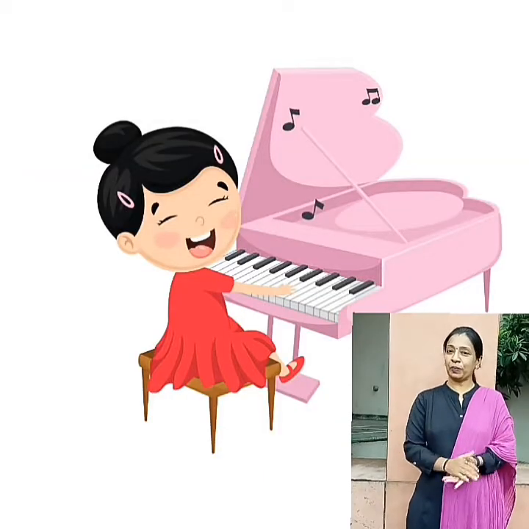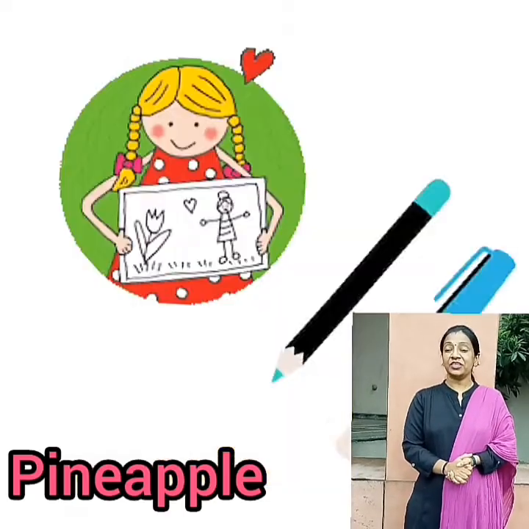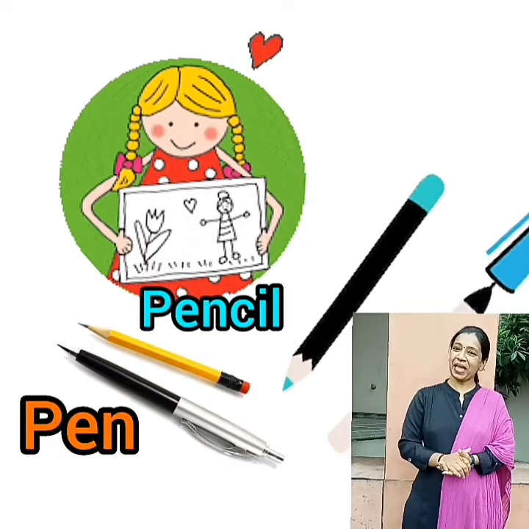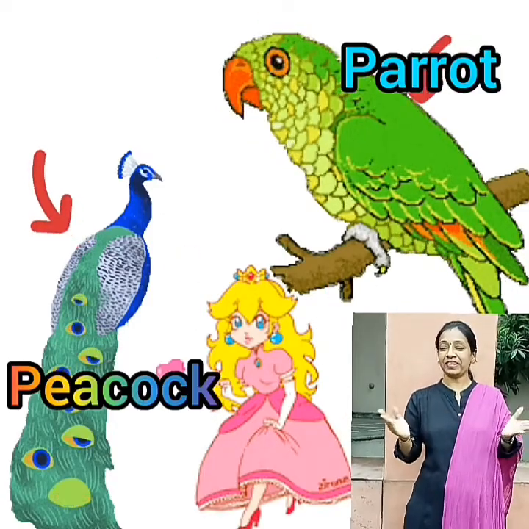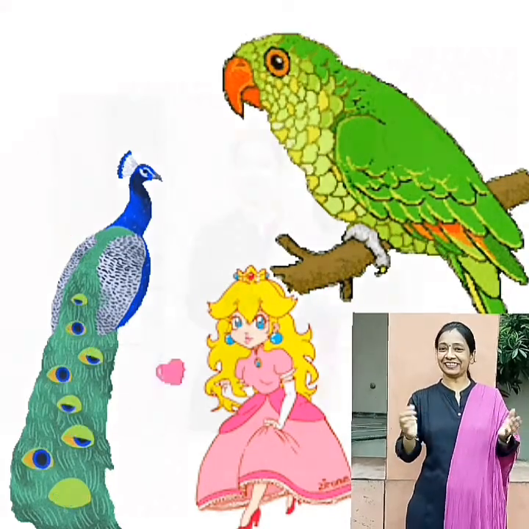She loves to play piano and eat pineapple. She draws pretty pictures with pen and pencils. Pia the peacock and Polly the parrot are her best friends. They are playing together. So children, did you all notice that all these words start with one common letter? Can you guess which is that?